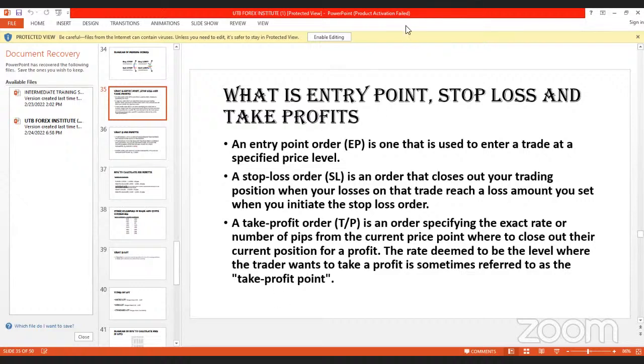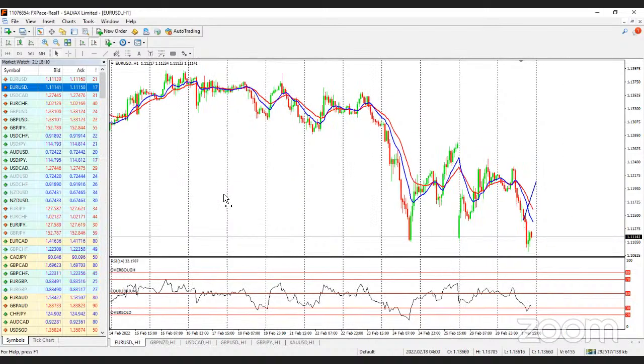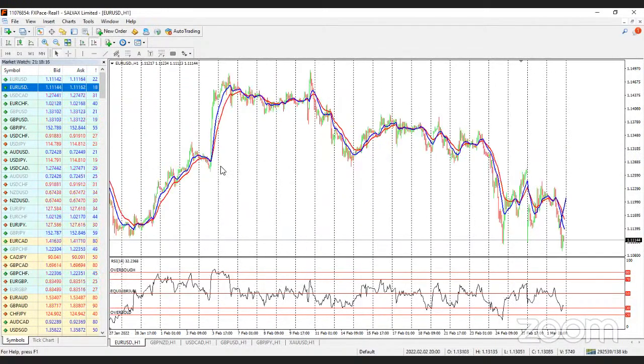Let me share my chart. The market swing. Okay. Now this is Euro USD. Euro USD on H1. Now this is H1.